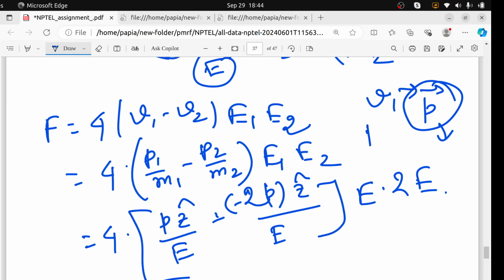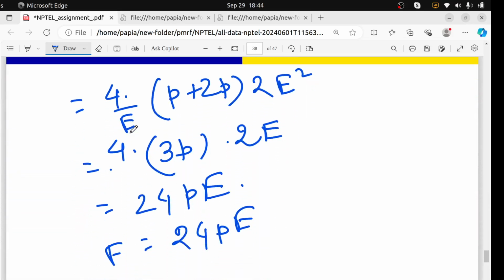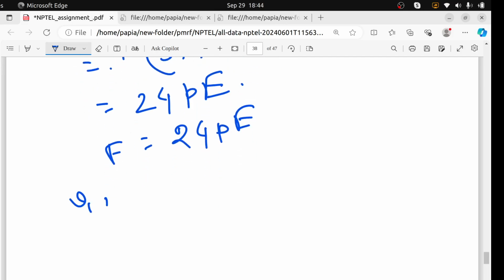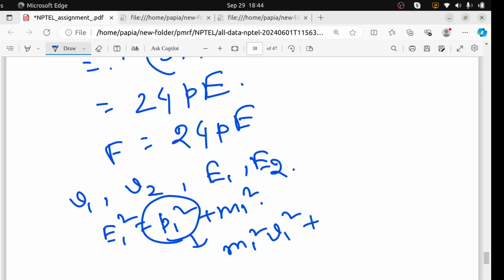So P can be written as M V in the same format, like in the same non-relativistic case. But one more thing you can do, let me write here clearly. The same expression will come, but still V1 and V2 we need, E1 and E2 is given, right? So we know E1 square equals P1 square plus M1 square. Now here, P1 square can be written as M1 square V1 square plus M1 square.